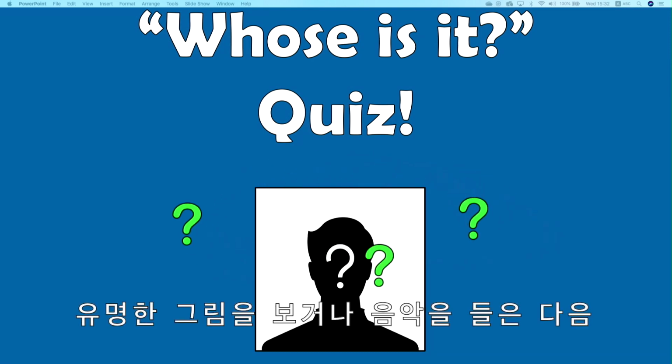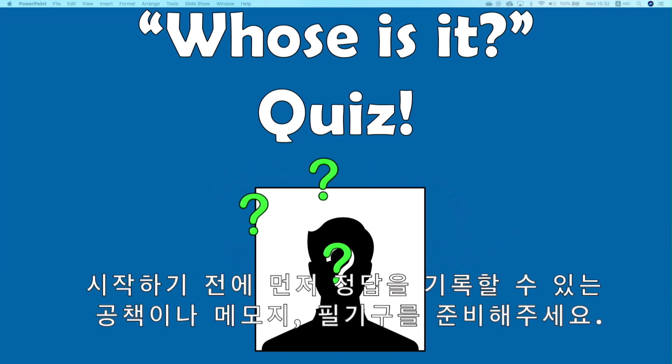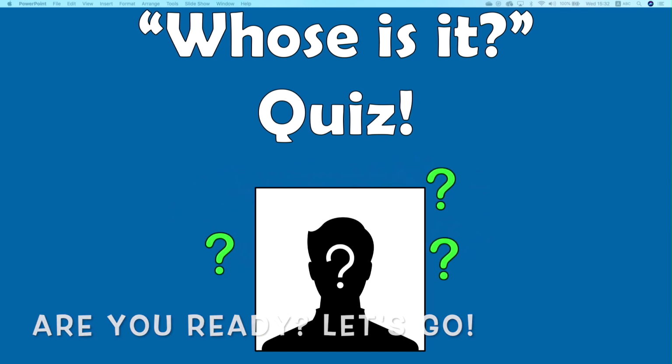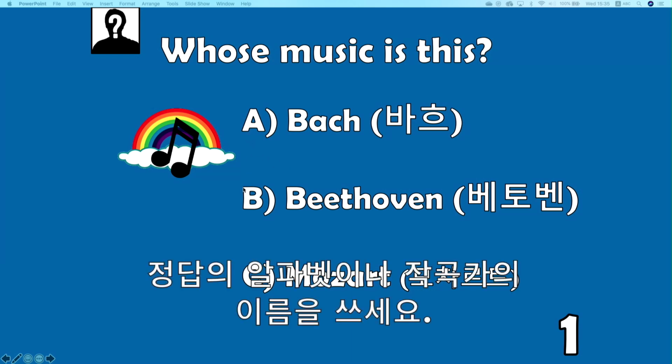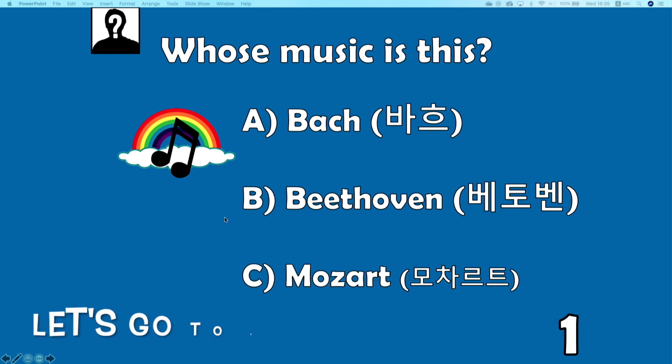You are going to see some famous pictures and listen to some famous music and guess who created those things. Before we start, please take out your notebook and pencil to write the answers of the quiz. Are you ready? Let's go. Whose music is this? Write the alphabet of the answer. Okay, let's go to the next.